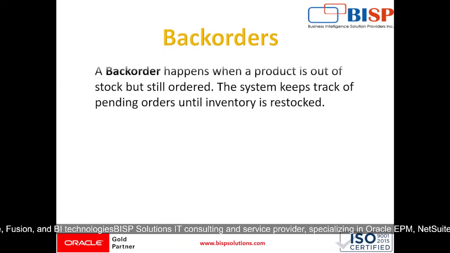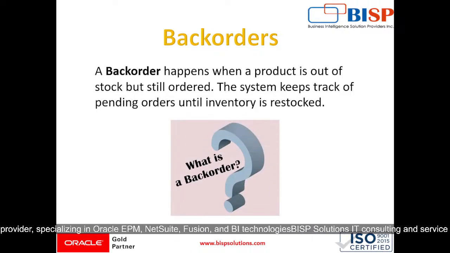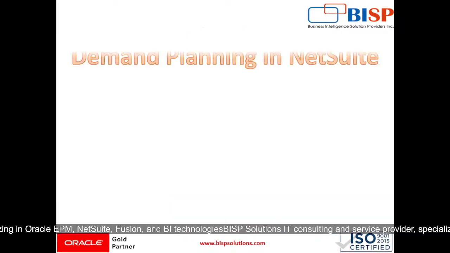Next comes our back orders, which we have discussed earlier also. A back order happens when a product is out of stock but still ordered. The system keeps track of pending orders until inventory is restocked. Back orders can also be called handling out of stock items.